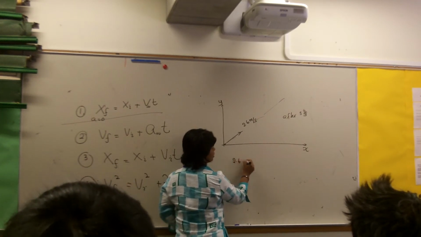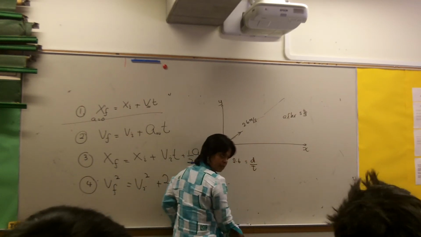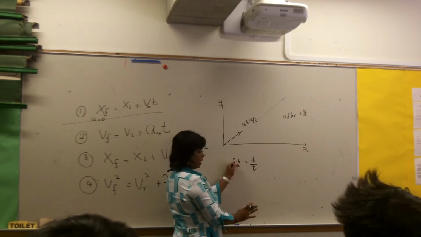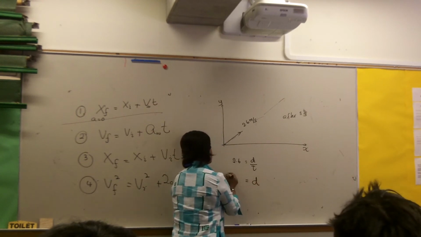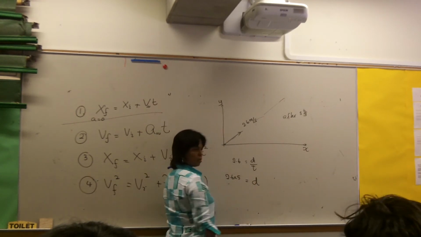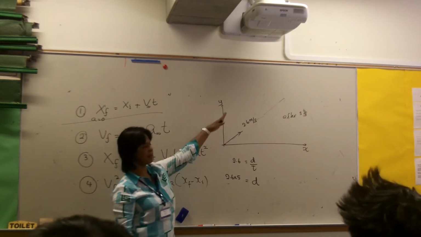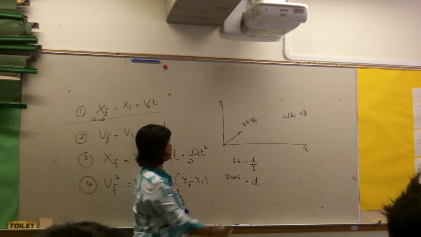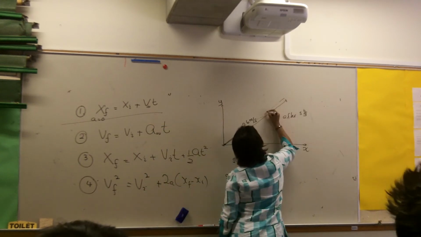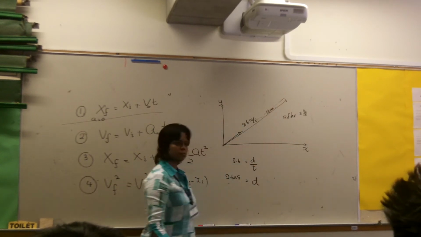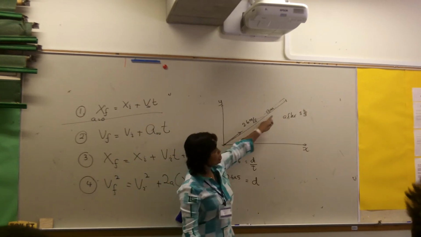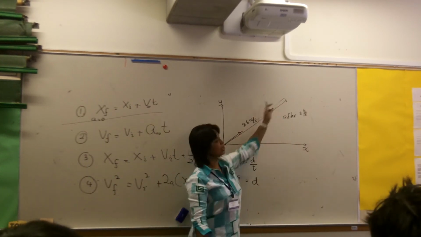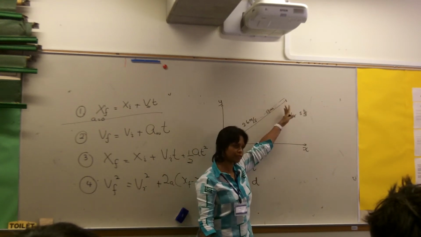So 2.6 is equal to distance over time, right? Because we are not worrying about any direction. Speed is distance over time. So your distance is equal to 2.6 times 5. How much did it travel? 13 meters. So this distance is 13 meters. Right? So along the direction it was moving, the object moved 13 meters.